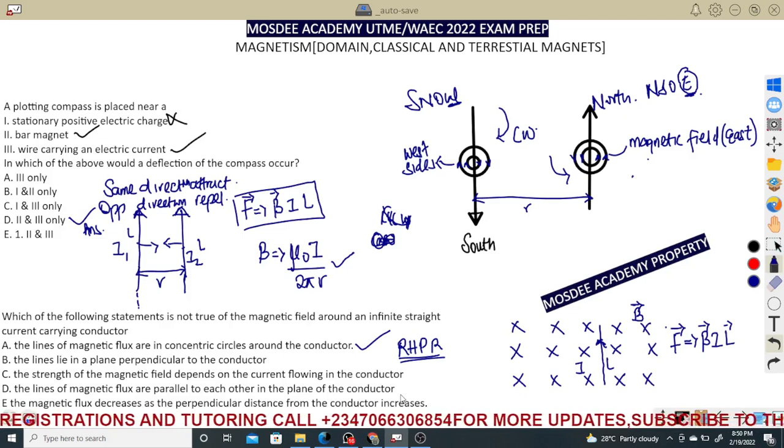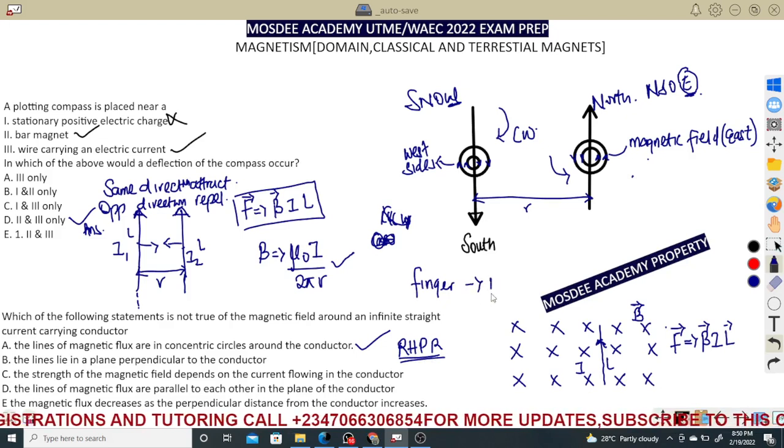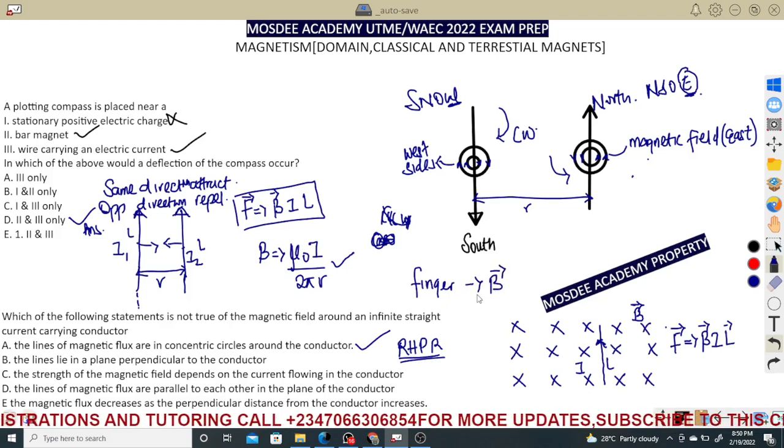The first thing is the direction. Your finger will always point. Let me help you write it down. Finger will always point in the direction of the magnetic field. Time is not on my side.